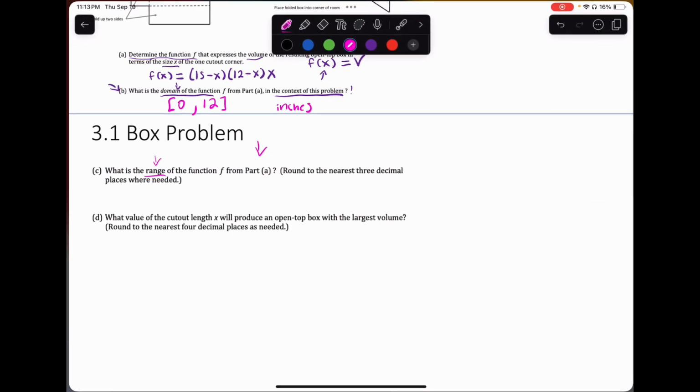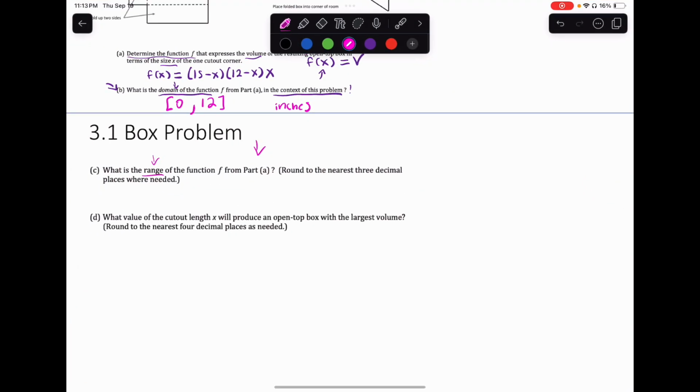So when I go back over here for range, we're going to say the lowest we can have is 0 up until 354. And then it says round to the nearest 3 decimal places, so that's 354.468. For units, since we're dealing with volume, our units are going to be cubic inches.